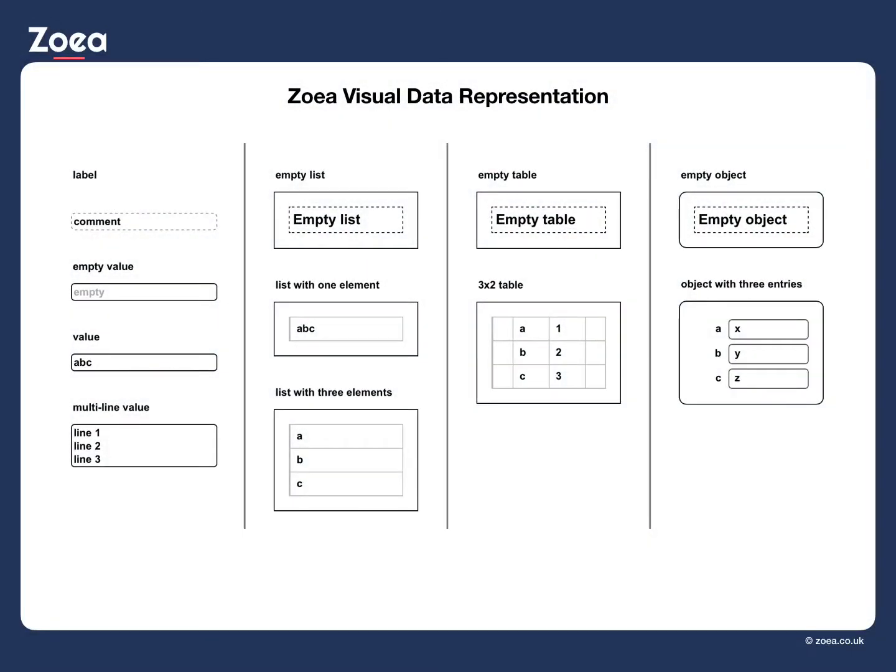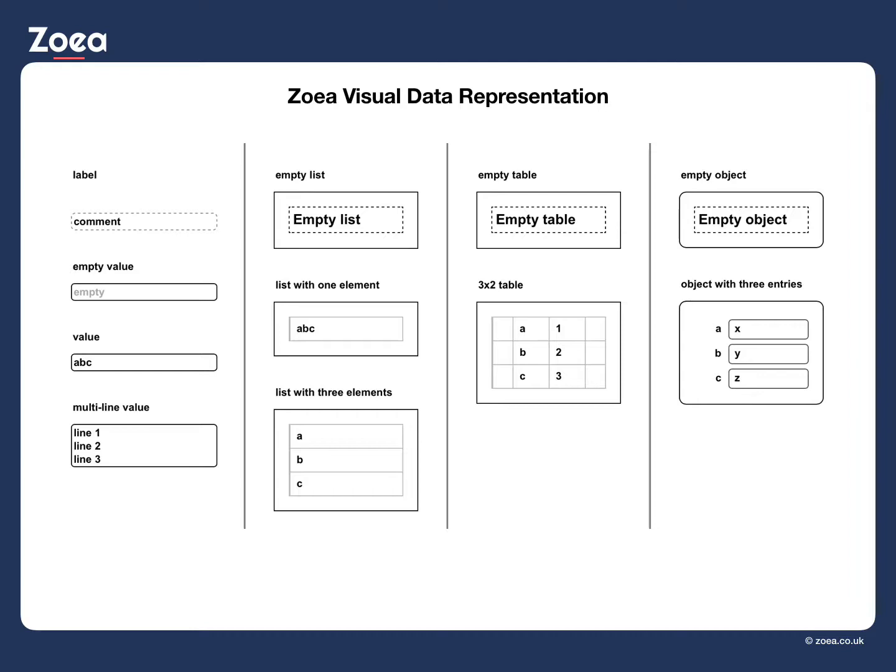All data in Zoea Visual is represented graphically. This includes labels, for input and output user interfaces, and comments. Labels and comments are otherwise ignored by the Zoea compiler. Single values such as strings and numbers are represented by an input field. Values can contain one or more lines of text, and they grow and shrink automatically to fit their contents. Values can also be empty.